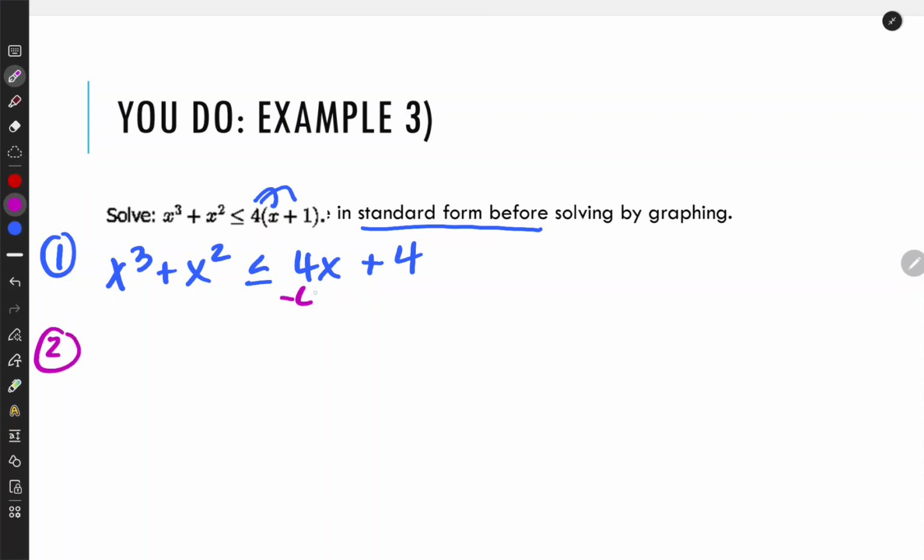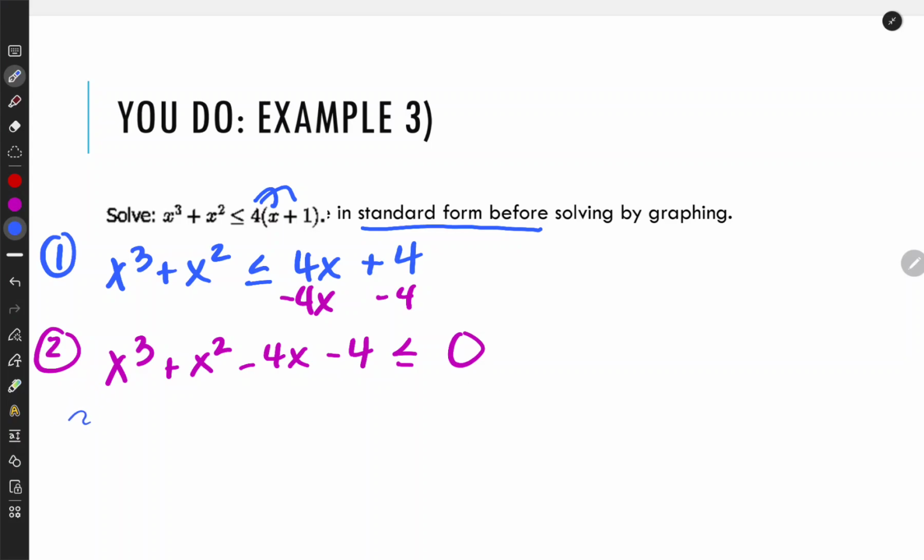So we're going to subtract 4x and subtract 4. And that's going to leave us with x cubed plus x squared minus 4x minus 4 is less than or equal to 0. Now the next thing we're going to do is go ahead and graph this. When we graph this, we're looking for what? Well, what is our inequality? Our inequality is less than or equal to.